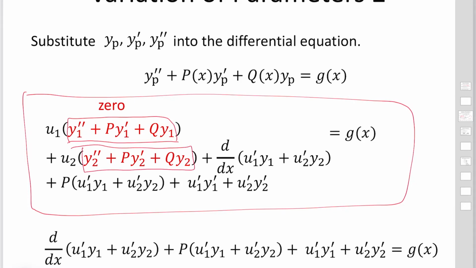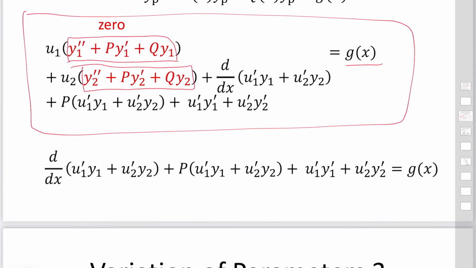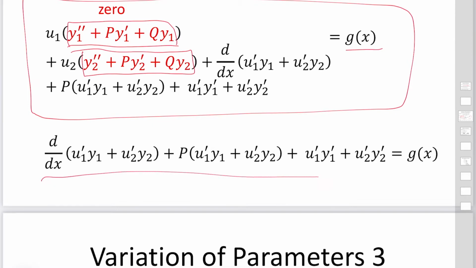And the other terms are combined to form the derivative of u sub 1 prime y sub 1 plus u sub 2 prime y sub 2, plus p times u sub 1 prime y sub 1 plus u sub 2 prime y sub 2, plus u sub 1 prime y sub 1 prime plus u sub 2 prime y sub 2 prime, equal to g, the right-hand side. Then finally we have these equations.